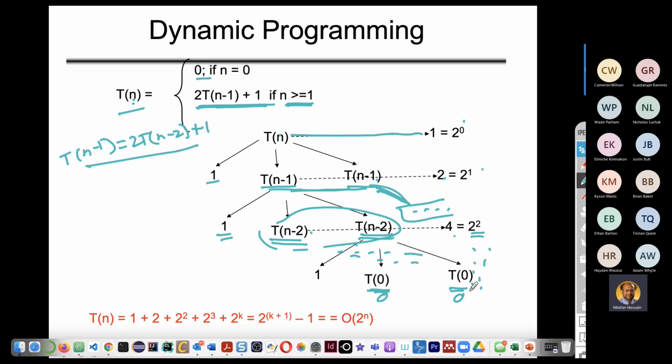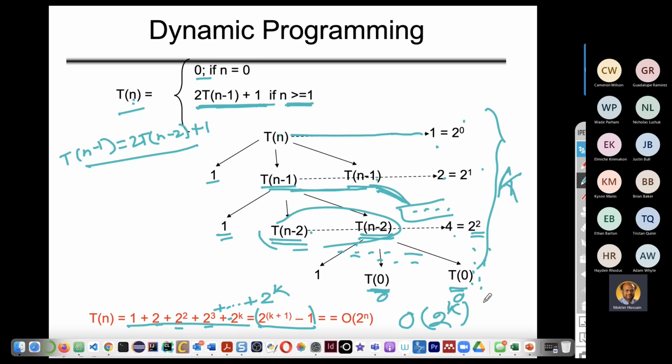Ultimately, like this, it will go to, for instance, k. If the length is k, then this will be 1 plus 2 plus 2 squared plus 2 cubed and so on, plus 2 to the power k. This is a geometric expression. The sum of this expression equals 2 to the power k plus 1 minus 1. This is mathematical. Then the time complexity will be big O of 2 to the power k. And for large k, when k is close to n, it equals 2 to the power n, that is big O of 2 to the power n.